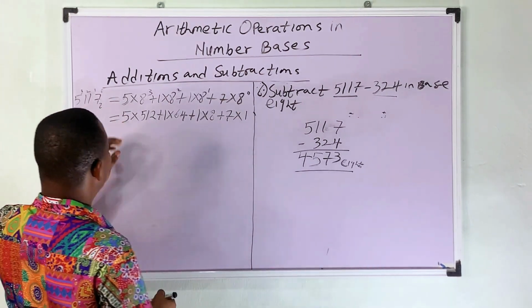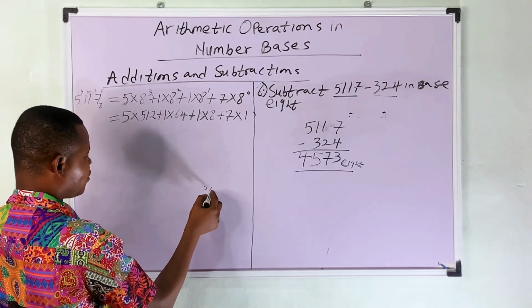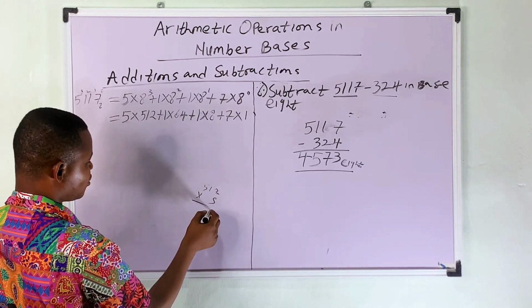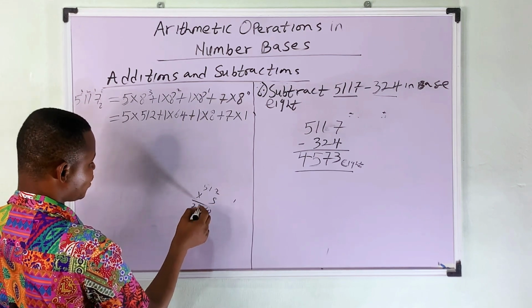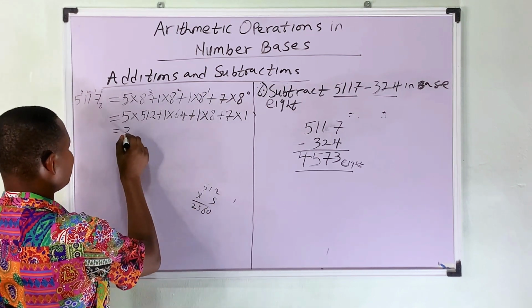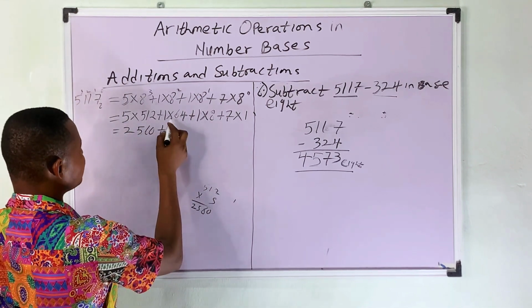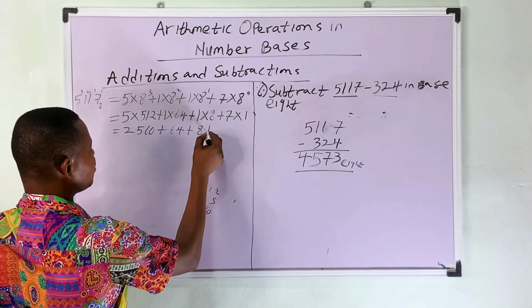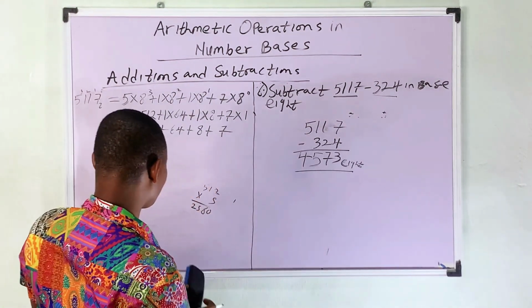Now, 5 times 512. Let's do it here. 512 times 5. 5 times 2 is 10, that's 0, carry 1. 5 times 1 is 5, plus 1 is 6. 5 times 5, 25. We have 2560 plus 1 times 64, 64. Plus 1 times 8, 8. Plus 7 times 1, that is 7. Okay?